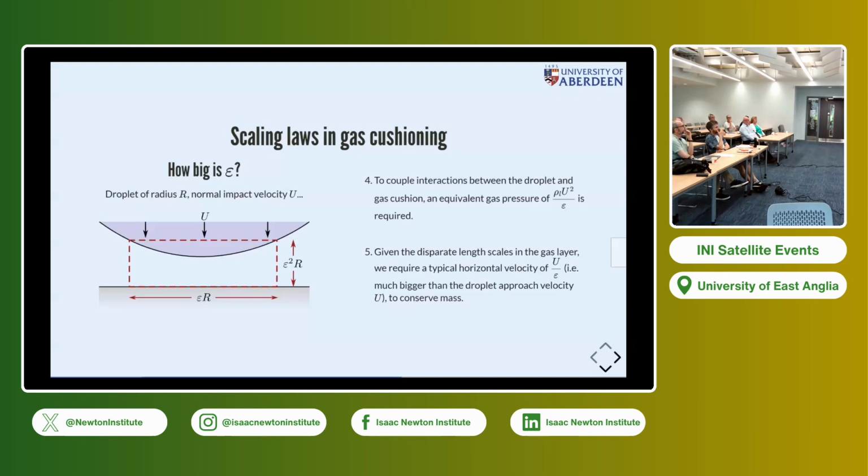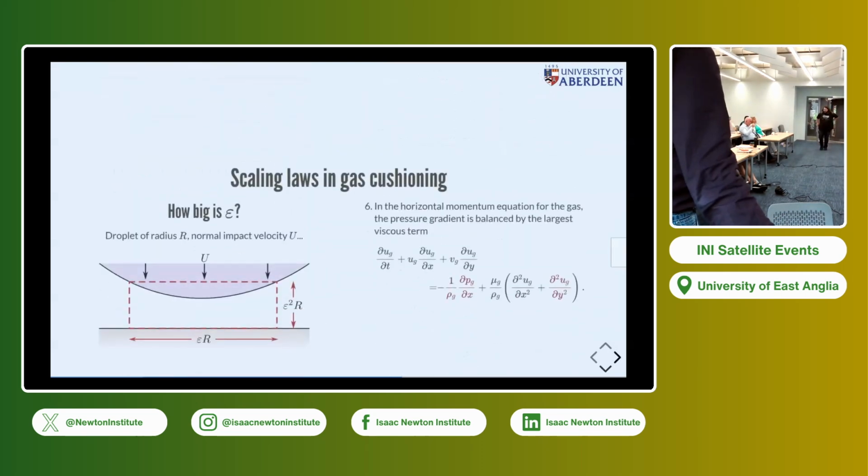I'm going to deal purely in this talk with non-compressible gas cushioning. You can do compressible gas cushioning if your gas pressure scale is comparable to your ambient gas pressure, but that just complicates things. I've done work on that, but I can point to some references if you're interested later on.